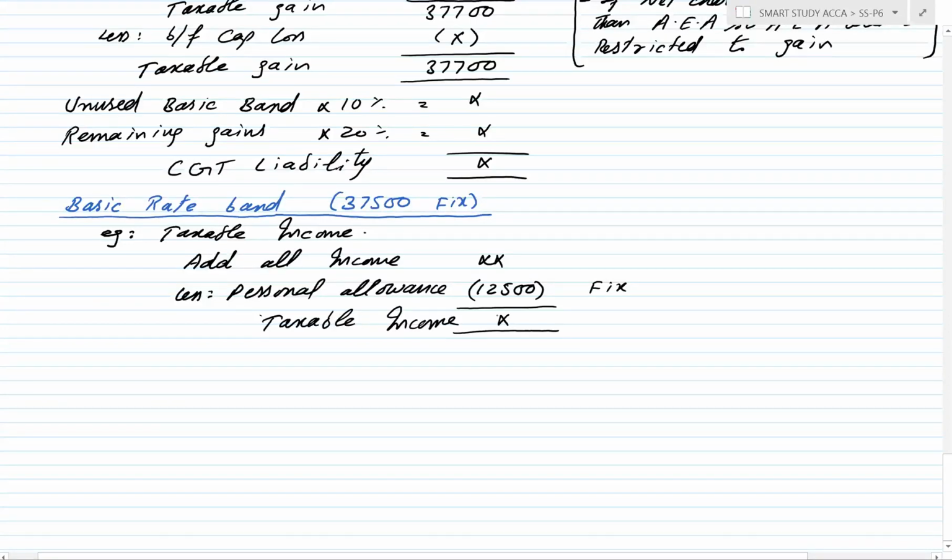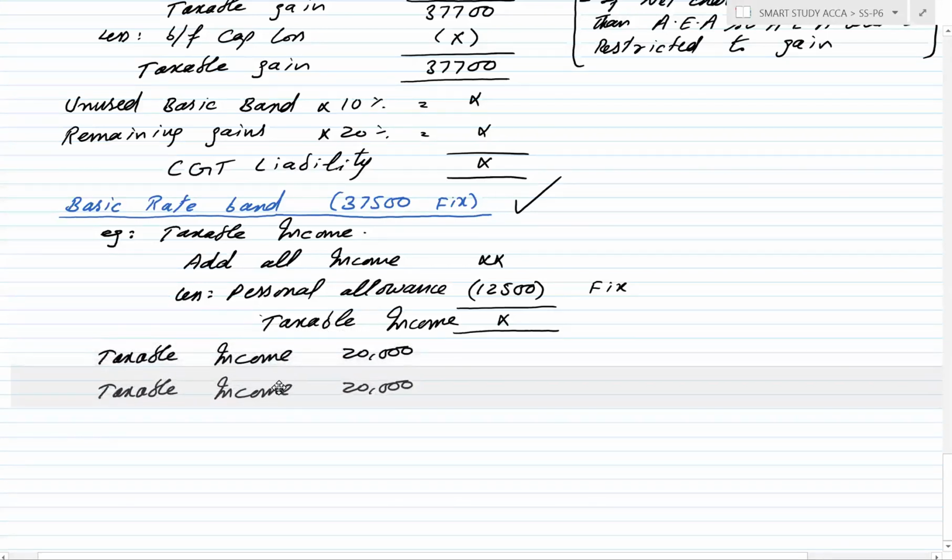Now, suppose your taxable income is 20,000 and the amount of the basic rate band is 37,500. It means you have consumed 20,000 pounds out of the basic rate band in the income tax, and the remaining amount will be used in capital gains tax.